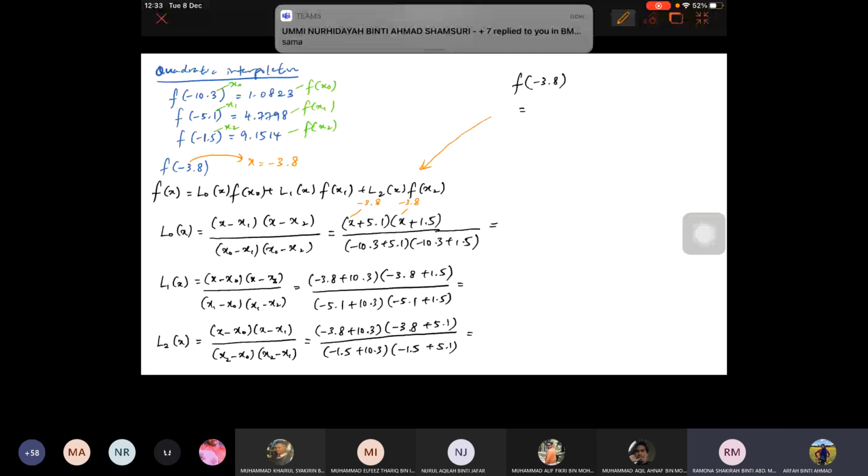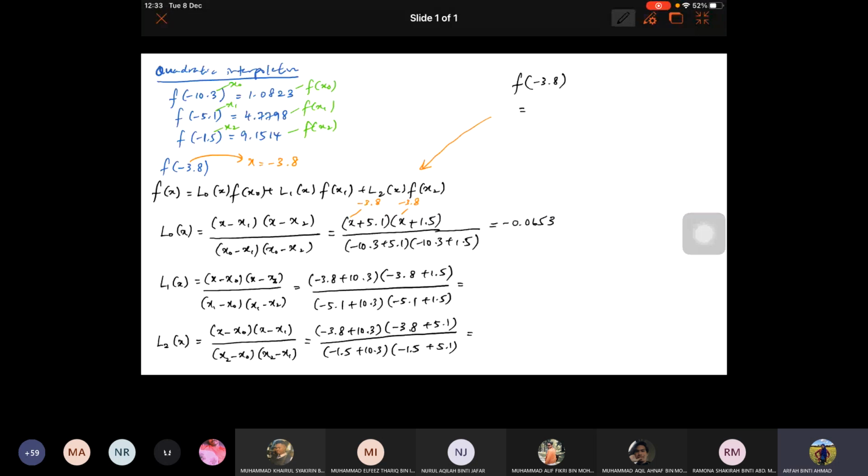Negatif, saya ada jawapan akhir je. Sama dengan Akil. Okay, so negatif 0.0653. Okay. So the second one. So thank you semua yang dapat jawapan sama. L2. Siapa? Nice try Syahrul Aiza, Muhammad Syahrul Aiza bin Muhammad Sarifuddin. Panjangnya nama.